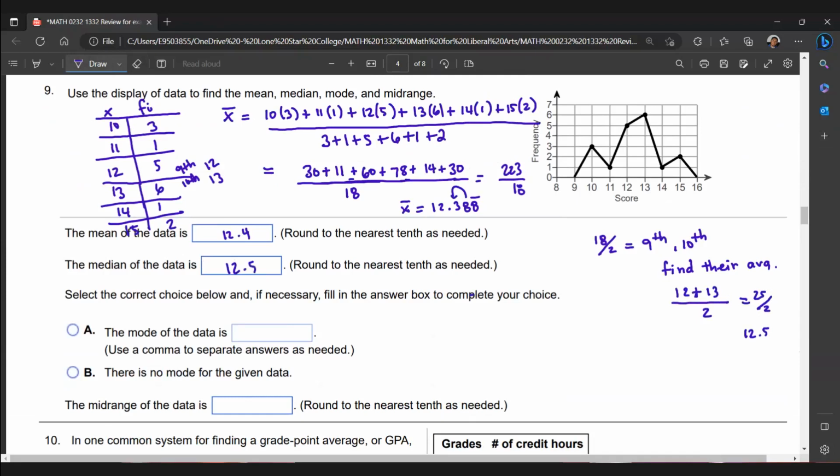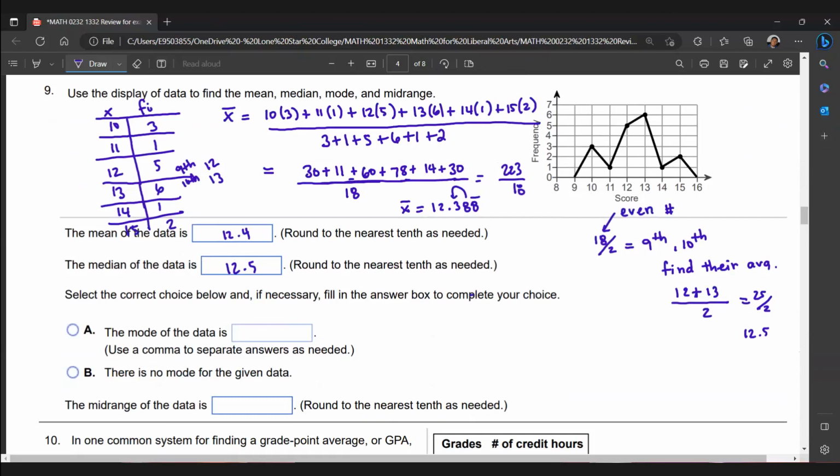Once again, there were 18 data items. Divided by 2 makes it 9th. Now, why did I do this? There is an even number of data items, okay? So therefore, we have to take the 2 in the middle. That's just kind of unfortunate, okay?